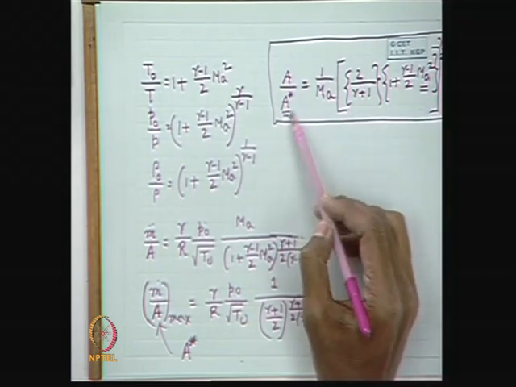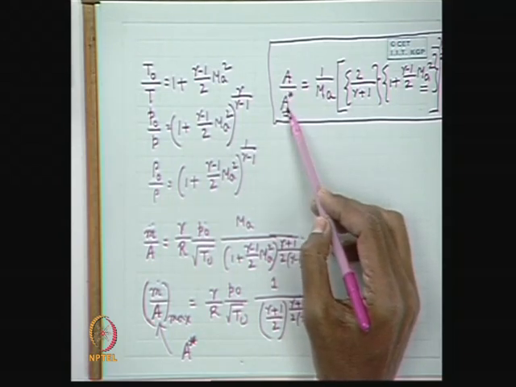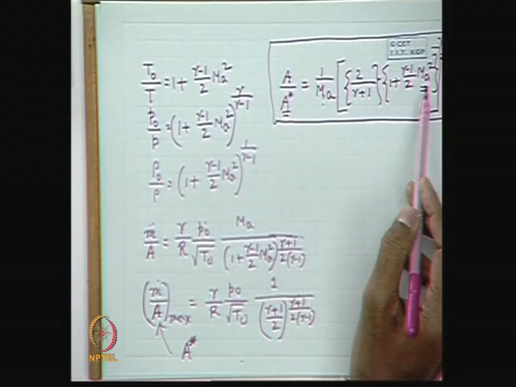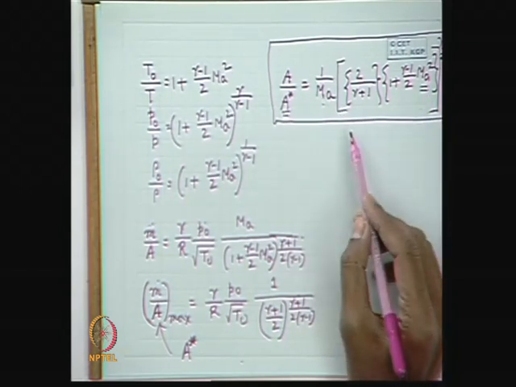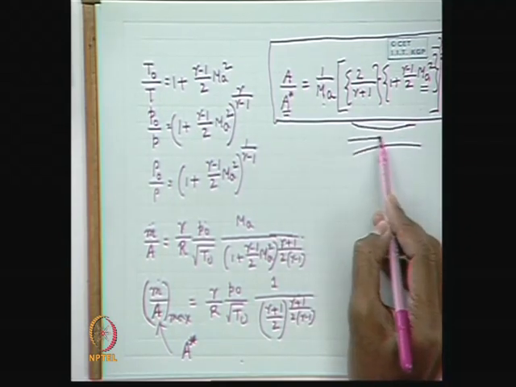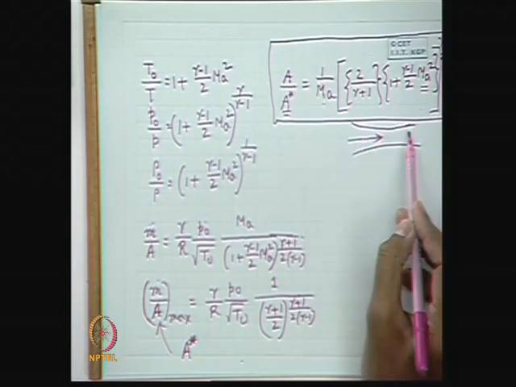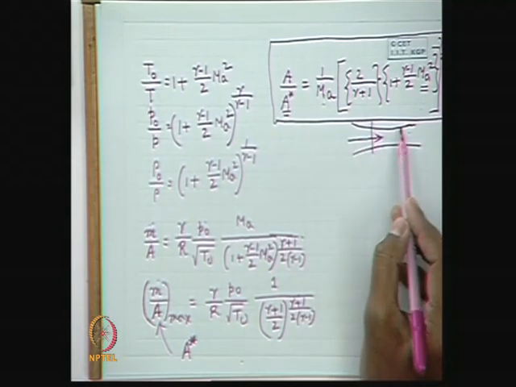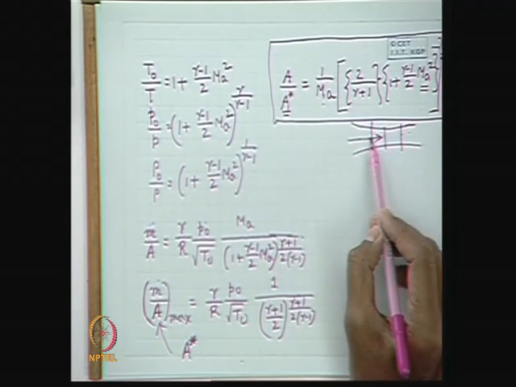So for any given value of A by A star, that means for any given area corresponding to a particular A star, there are two values of Ma, one less than one, another greater than one. The physical reasoning is like that. If we have a convergent divergent duct, for example, the flow takes place like that. If the flow is subsonic in the upstream region and supersonic downstream, the same area we may get on both the sides from the throat area.